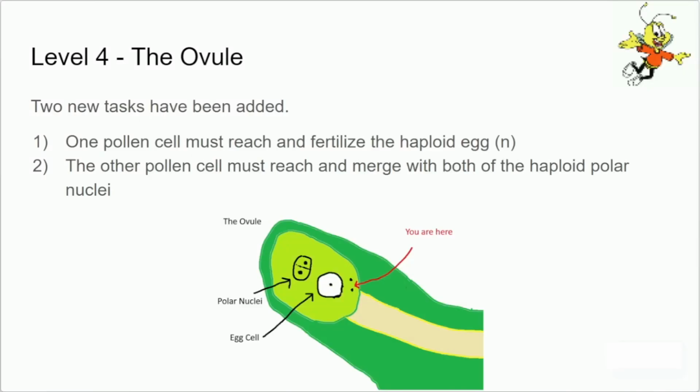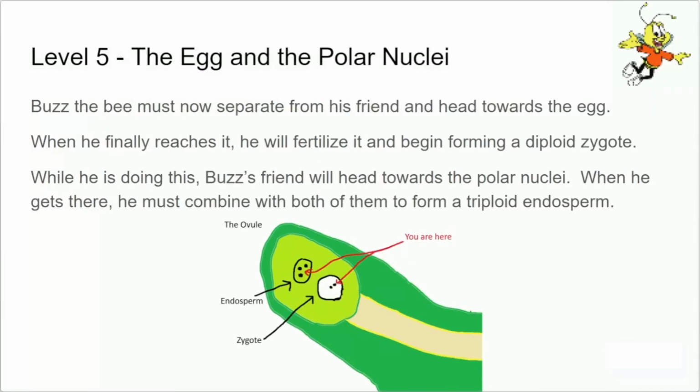Level 4. The Ovule. Two new tasks have just been assigned to Buzz and his friend, and they must split up. One pollen cell must head towards and reach the haploid egg cell, while the other pollen cell must reach and merge with two polar nuclei. Level 5. The Egg and the Polar Nuclei.